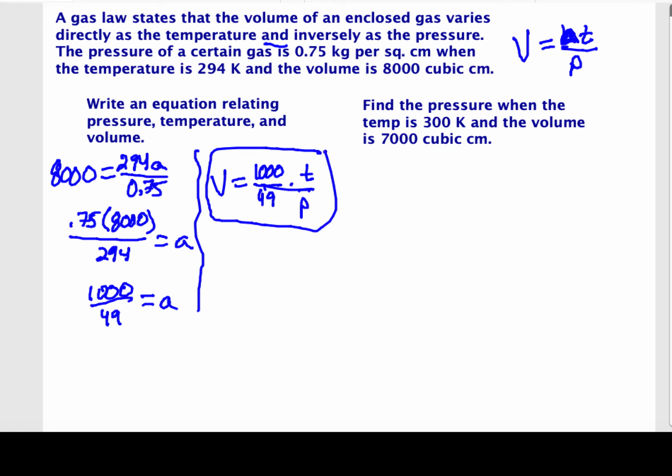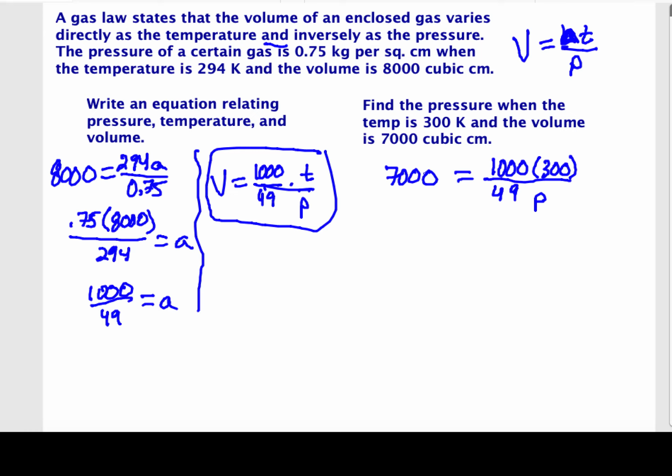So that now we can go over here to the right and say, okay, find the pressure. Now they weren't asking for the volume, so we're going to be a little bit more careful here. But we're going to find the pressure. So find P. Let's go ahead and say 1,000 over 49. We're looking for P here. When the temp is 300, so again, I can fill that in, and the volume is 7,000.